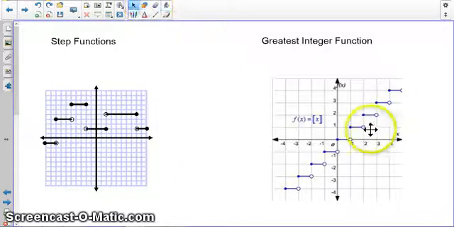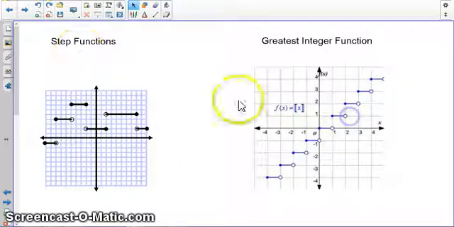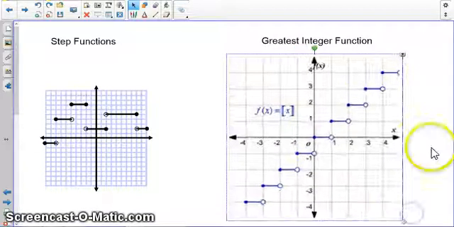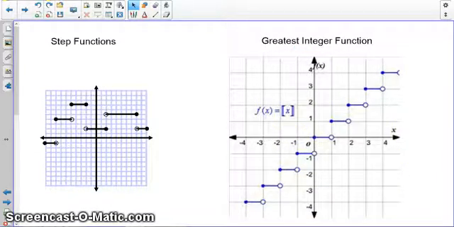So the greatest integer function is a very special step function. I'm going to zoom in a bit because I'm going to be pointing to it a lot. Okay, now the greatest integer function, this is the formula. This is the symbol for the greatest integer function. And what it really is, it's a round down function. So take whatever the x is, whatever's in here, and round it down.